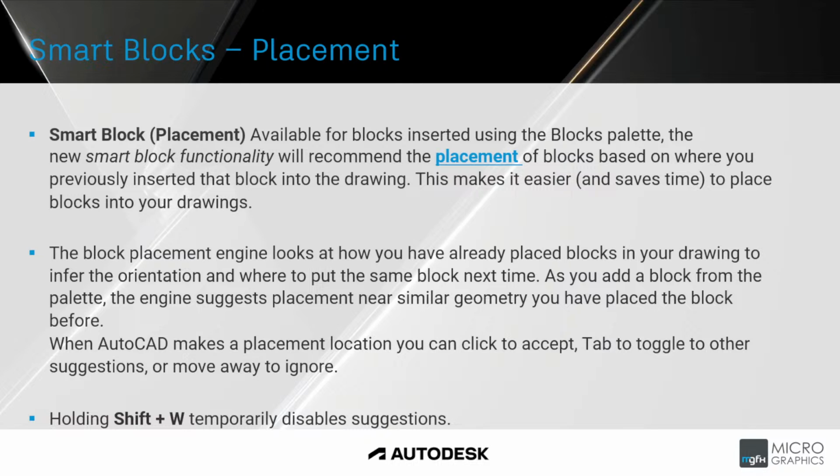On the next insertion, AutoCAD automatically orients, scales, and positions the block as you move it close to a similar corner. When AutoCAD makes a placement suggestion, you can click to accept, tab to toggle to other suggestions, or move away to ignore. Holding Shift and W temporarily disables suggestions.